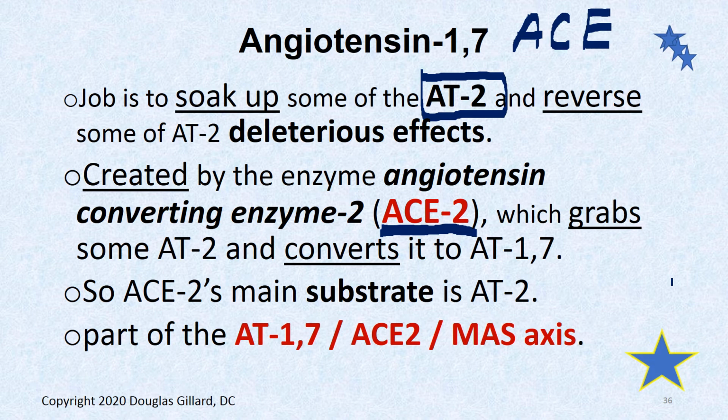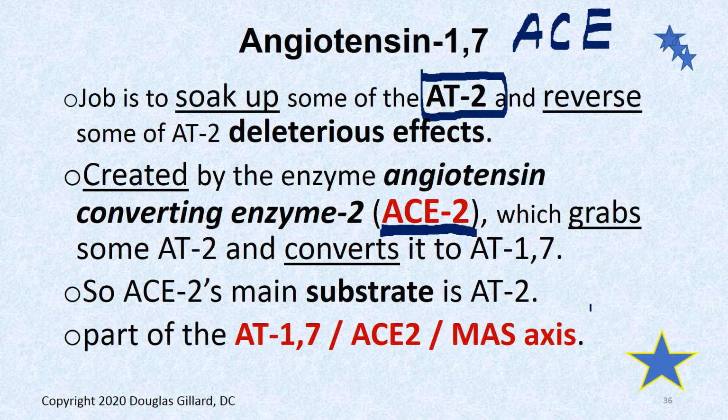And then who's the substrate? Where does angiotensin 1-7 come from? It comes from angiotensin II. I think we said that already. Angiotensin II can be converted into a very healthy peptide called angiotensin 1-7. So ACE2's main substrate is angiotensin II, and it soaks it up. Thank goodness normal people don't have tons of angiotensin II around because it gets soaked up by ACE2. Okay, so that's a good thing.